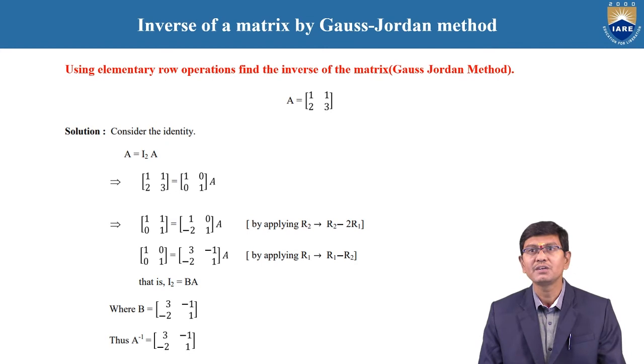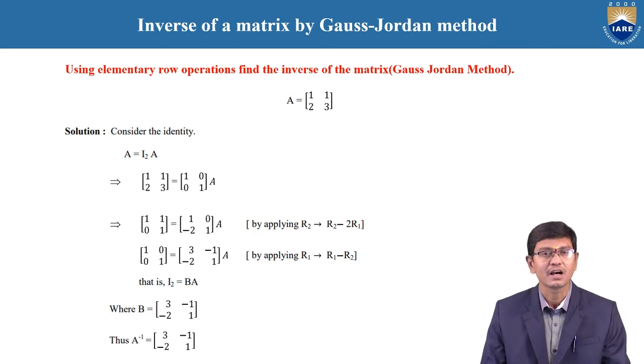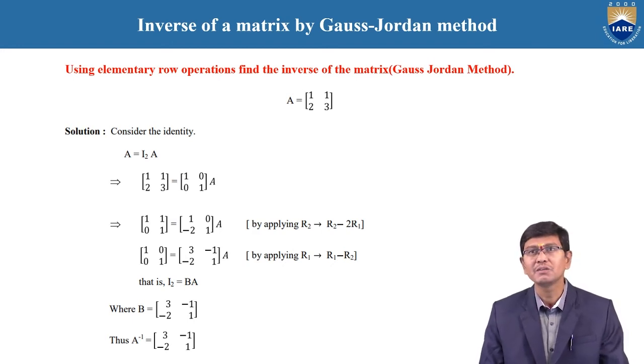Now we are going to discuss one simple example, that is a 2 by 2 matrix. Using elementary row operations, find the inverse of a matrix. That is nothing but indirectly this method known as the Gauss-Jordan method. But this is only a 2 by 2 matrix that we are going to discuss now.